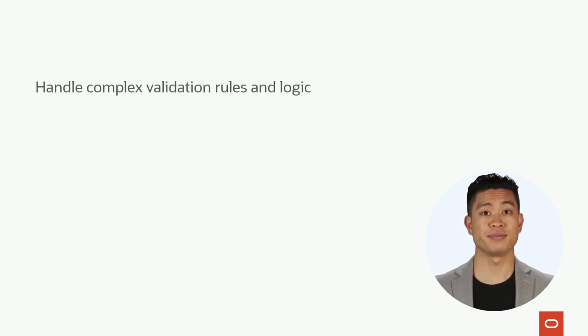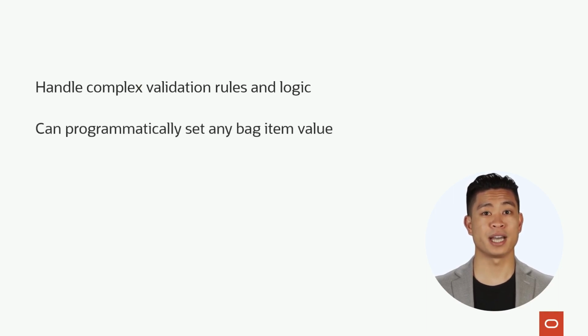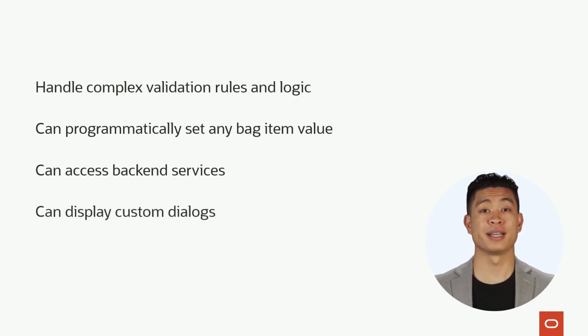Entity event handlers are easier to write, maintain, and debug. They make it easy to define complex validation rules and business logic. They also allow us to set bag item values. We can set default values or cross-reference values from other bag items. Also, back-end services can be accessed for validation or for any other requirement during the entity resolution. If required, developers can display custom dialogues or messages to the user. All of these are benefits that make entity event handlers very compelling.